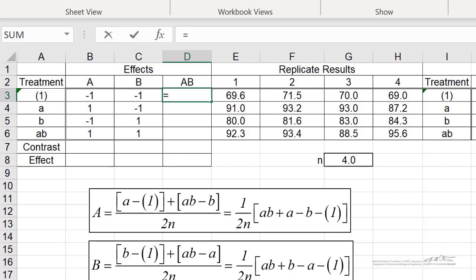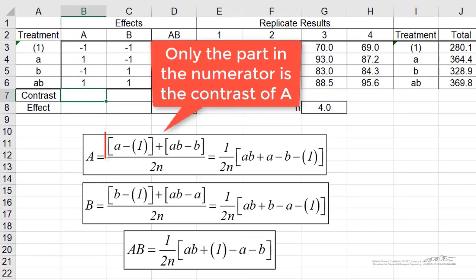We can always compute AB by the product. So I'm just doing A times B of A and B. We can drag that down. And now we're ready to compute the contrasts. The contrasts, remember, are the numerator of this equation. So the contrast of A is A minus (1) plus AB minus B.